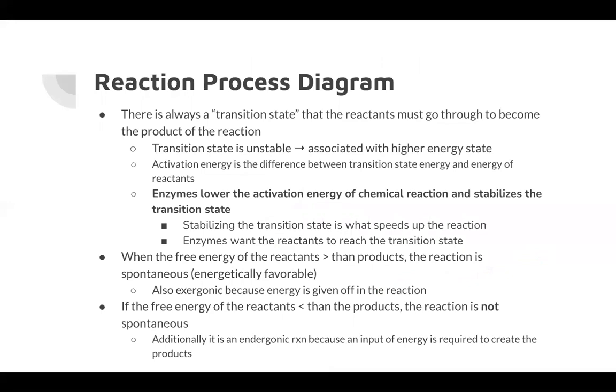So enzymes lower the activation energy of a chemical reaction and they help to stabilize the transition state. And stabilizing the transition state is what speeds up the reaction. And this is because enzymes ideally want the reactions to reach the transition state. And when the free energy of the reactants is larger than the products, then the reaction is said to be spontaneous or energetically favorable. And the reaction is also considered exergonic because energy is given off or released. And inversely, if the free energy of the reactants is smaller than the products, then the reaction is considered to be non-spontaneous. And we would call this an endergonic reaction because energy input is required to create the products.